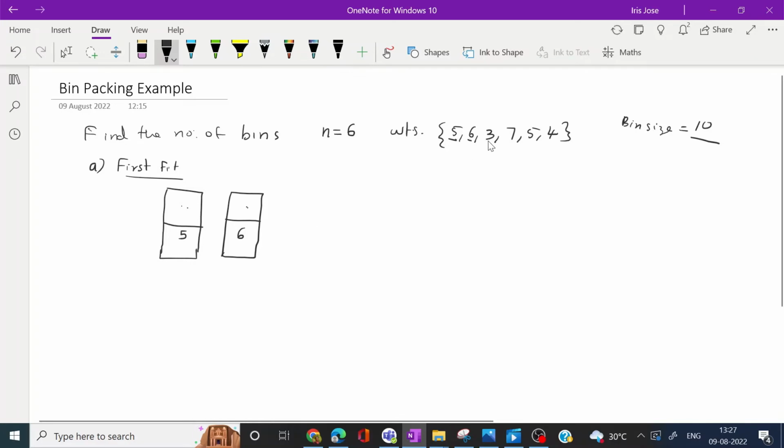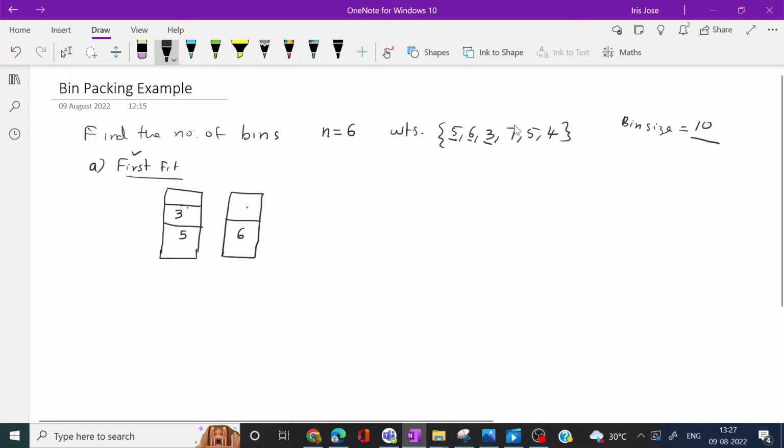And next item is 3. Where can I place it? In first fit, the item has to be placed in the first place where it fits. So from the beginning we will see. For the first bin, there are 4 empty spaces, so I can place the item with 3 here.